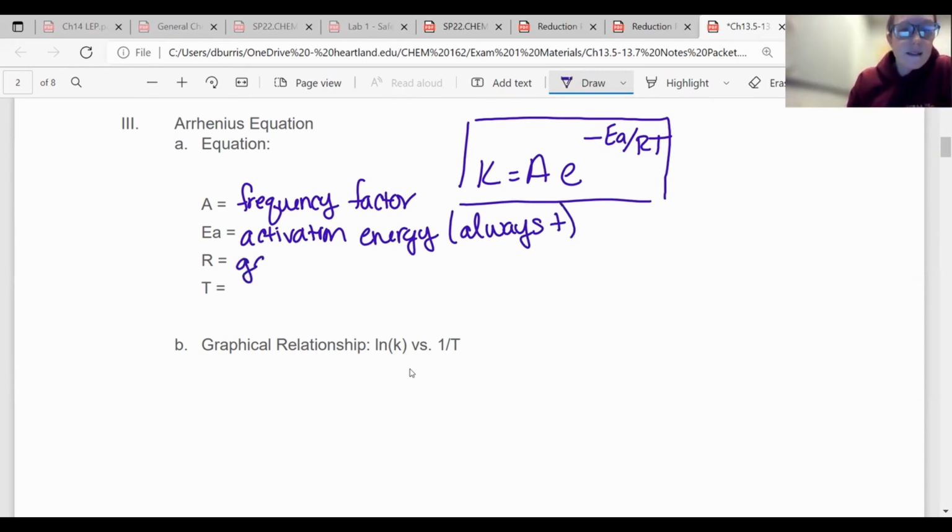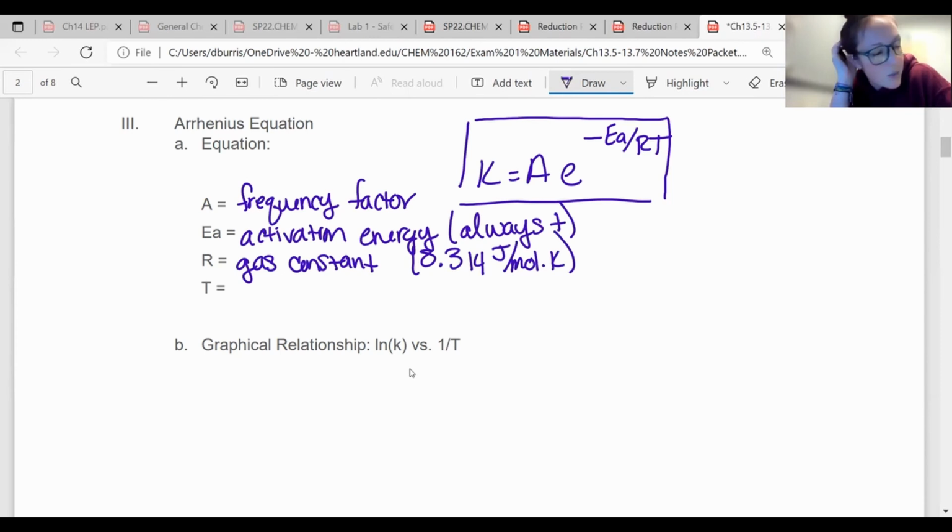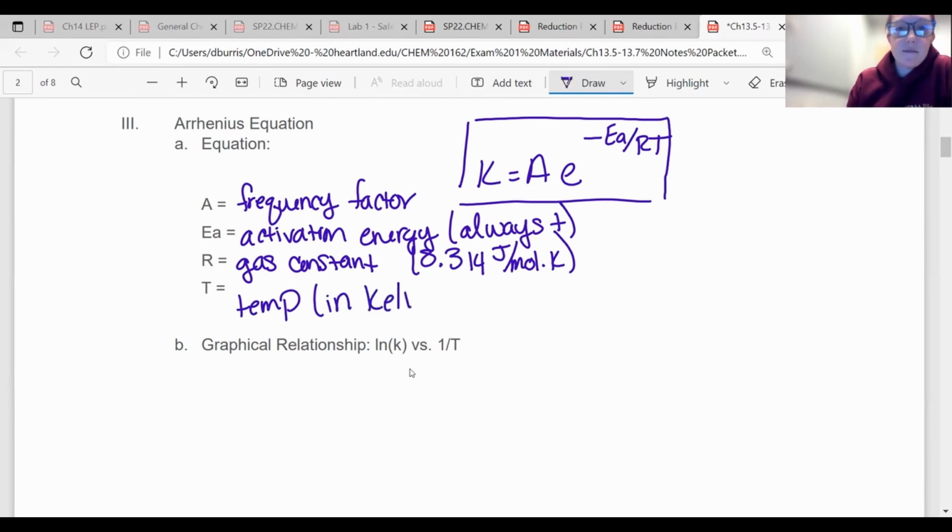R is the gas constant, and we're going to use it in the form 8.314 joules per mole Kelvin. That's how our units are going to end up working out. And then T is, of course, temperature. It has to be in Kelvin, so that our units work out. All right, so this is the Arrhenius equation.